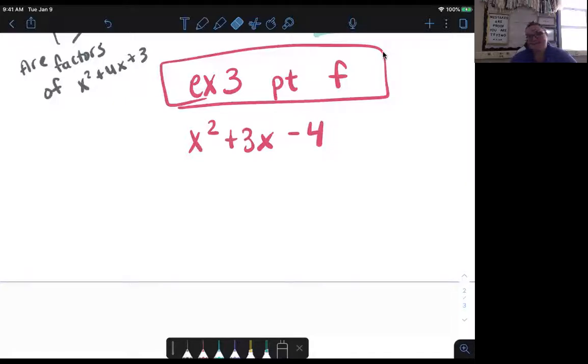So follow the exact same steps from above, multiply your A times your C, find factors of AC that add or subtract to get you B, create your 4 terms, and factor by grouping. Go ahead and give this a shot and see what you get, and then you can compare your work to mine when you're done.